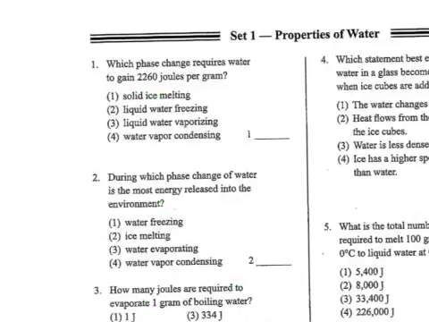Question number 1. Which phase change requires water to gain 2,260 joules per gram? So our clue here is phase change, so we know we're talking about properties of water. If you look at the chart on the first page of your reference table, you will see that you have 4 choices. You have melting, freezing, vaporization, and condensing. And you need to pick the one which is gaining or absorbing 2,260 joules per gram.